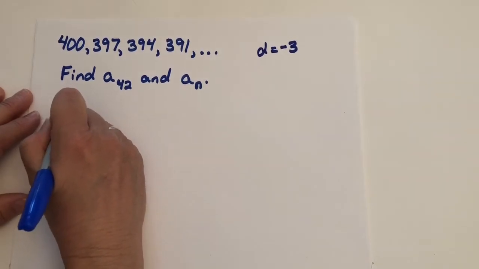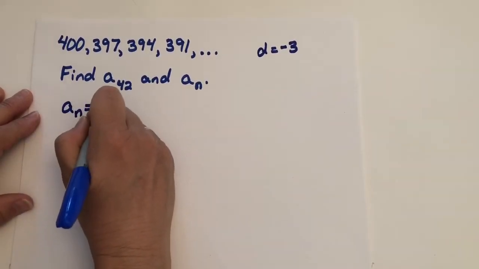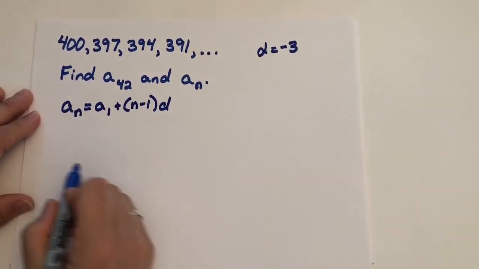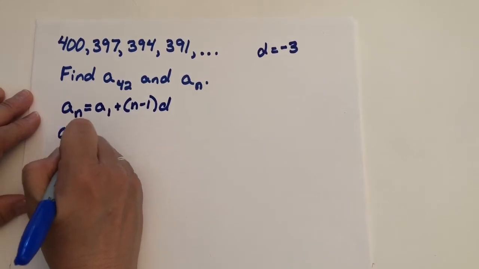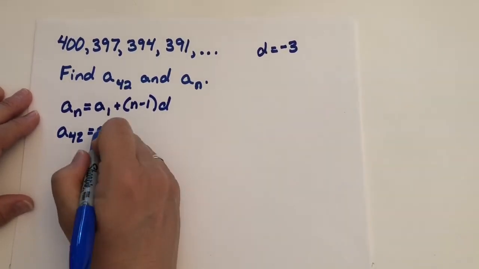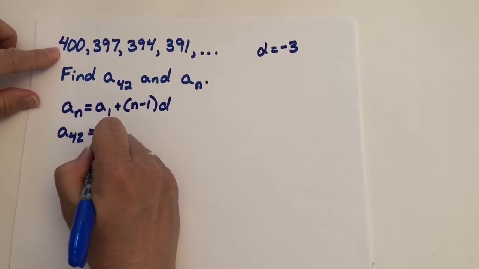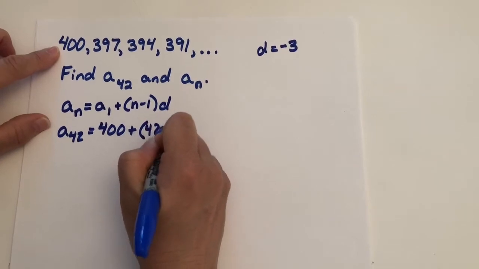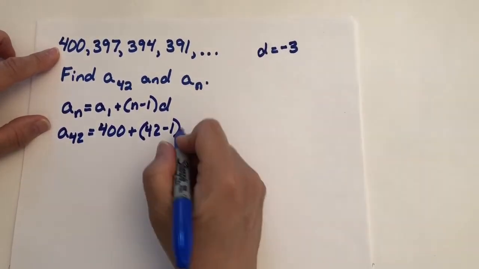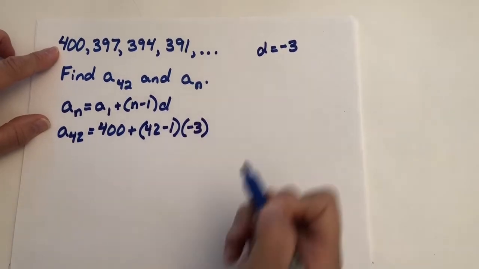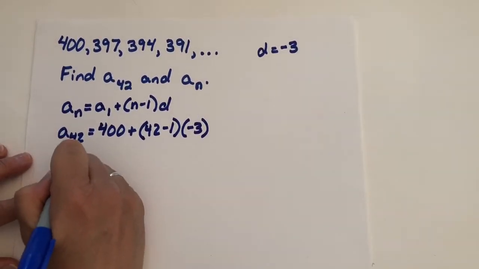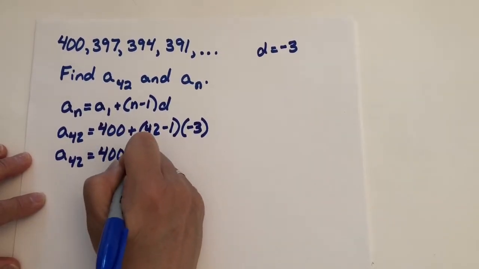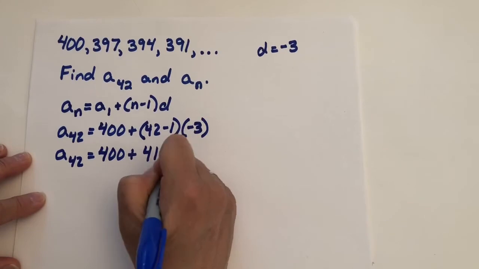So let's write the formula down. A sub n equals a sub 1 plus n minus 1 times D. So the 42nd term is found by starting with the first term, which is 400, plus n minus 1, n is 42, times D, which is -3. So let me just simplify this part right here. 400 plus 41 times -3.